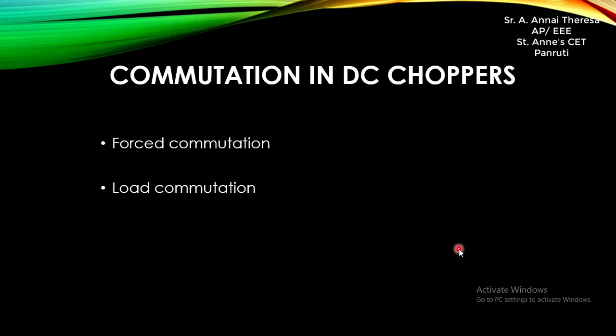In this power electronics session, we are going to see about the commutation in DC choppers. What is commutation? The process used for turning off a thyristor is called commutation. In high-power DC choppers, SCRs are used as switching devices. In DC choppers, a conducting thyristor has to be turned off at the end of turn-on time.